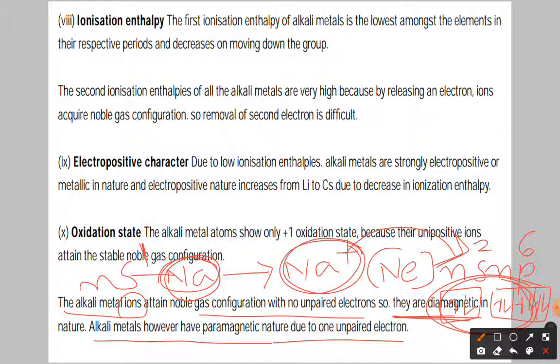Why? Because the outermost electronic configuration is ns1. So the metals are paramagnetic in nature, but their ions are diamagnetic in nature. Paramagnetic means they are attracted by the magnet. That nature is called paramagnetism. If they are not attracted by the magnet, that is called diamagnetic in nature.